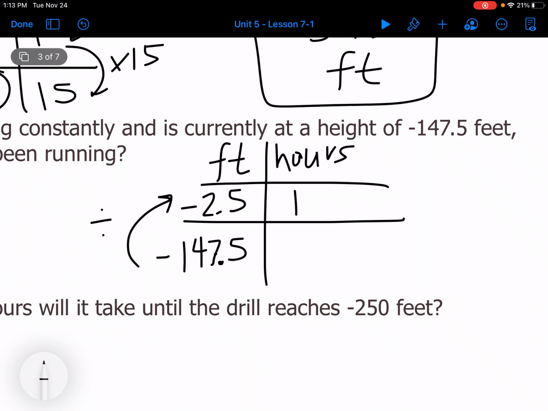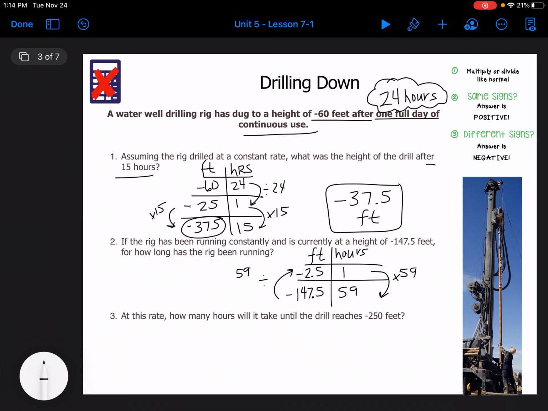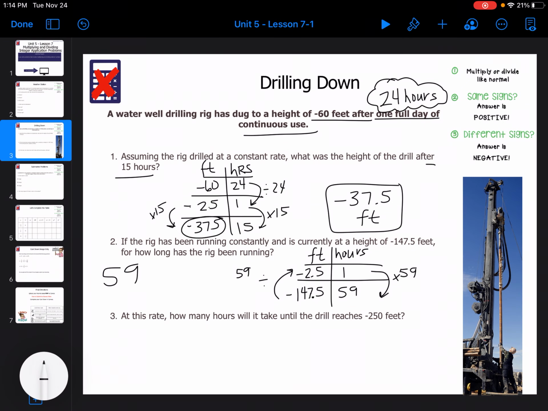So we're going to divide going this way to figure out what our factor is. So 147.5 divided by 2.5 gives me 59. So I'm going to multiply by 59. So that would be 59 hours. So how long has it been running? 59 hours. Doesn't seem like it's going very far, but you got to think about how much it's got to get through.